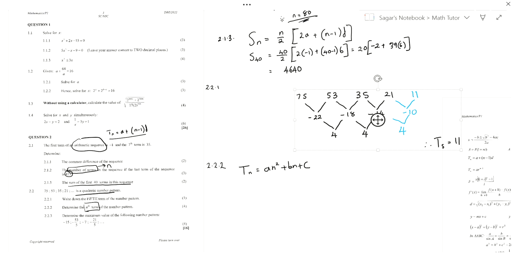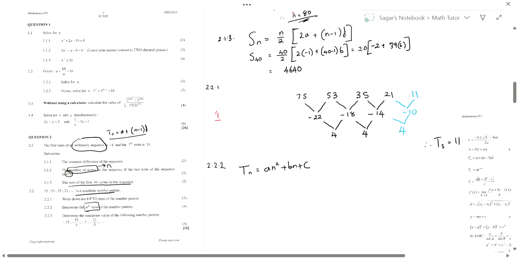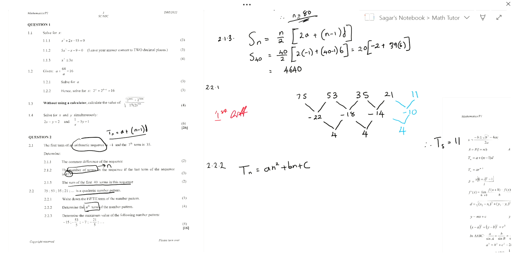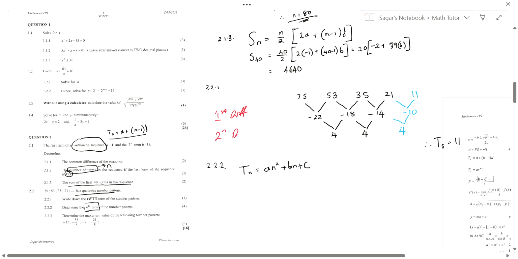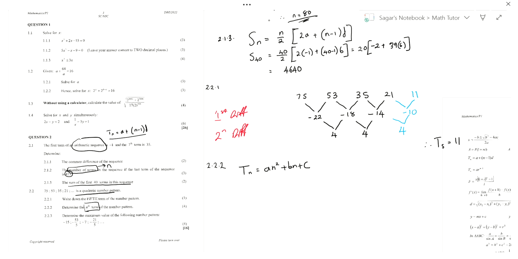But watch closely. The first difference, and you have your second difference. Your second difference is equal to 2a. Your first difference is equal to 3a plus b. Alright?